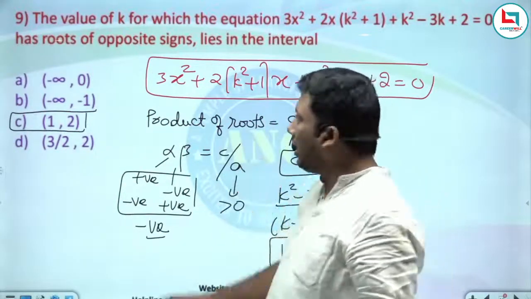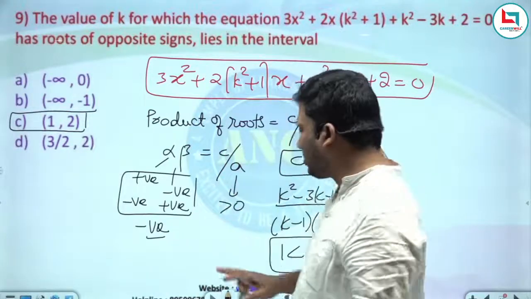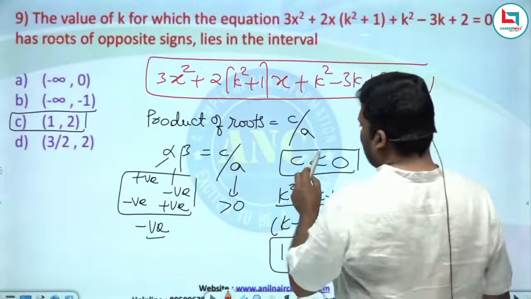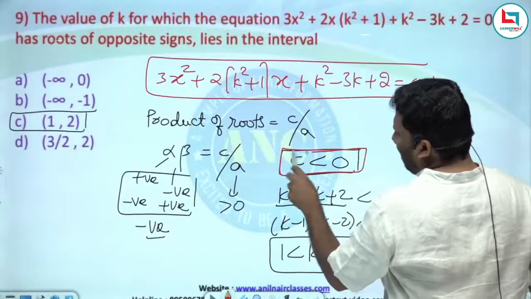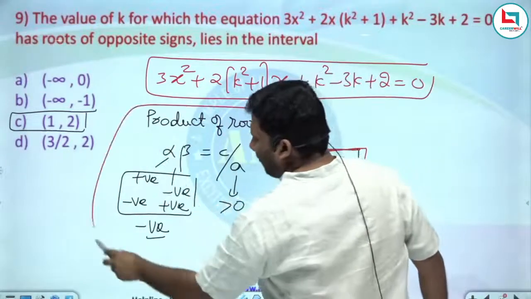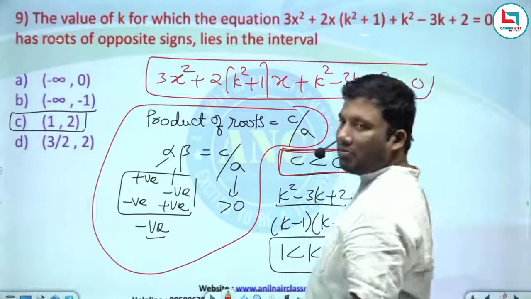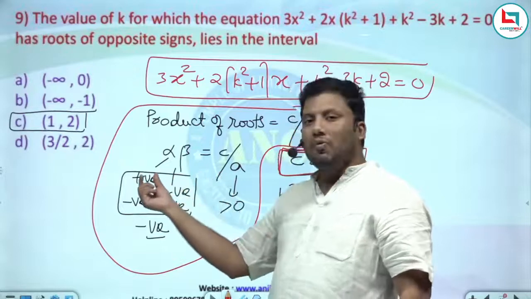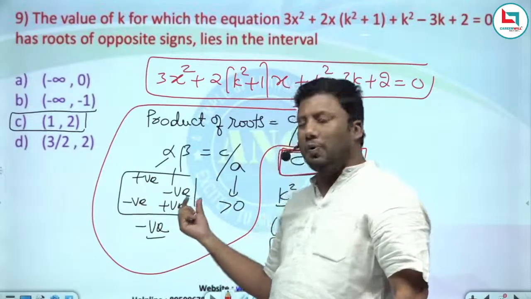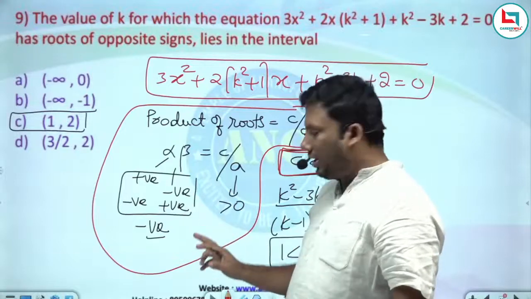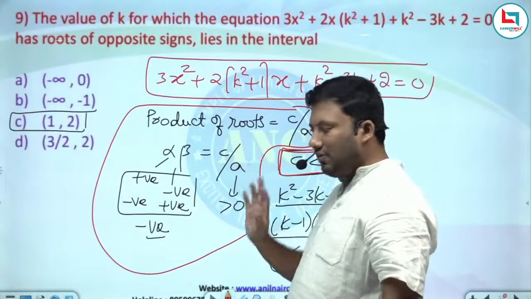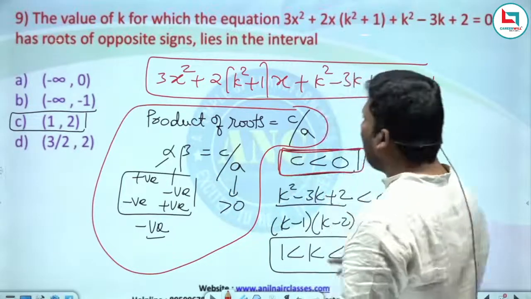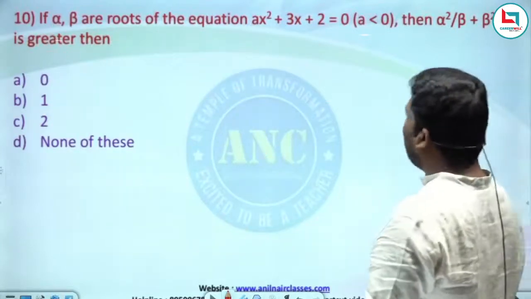Very, very important learning. If the roots are opposite in sign, and the coefficient of x square is positive, then what is the condition? C is less than 0. From where is it derived? It is derived from this concept. Product of roots is given by c by a. Alpha beta is c by a. One positive, another negative, or another negative, positive. So answer will be total negative. A is greater than 0, so c will be less than 0. I hope the 9th one, the concept is very, very clear. This opposite in sign kind of question is very, very important, sir.